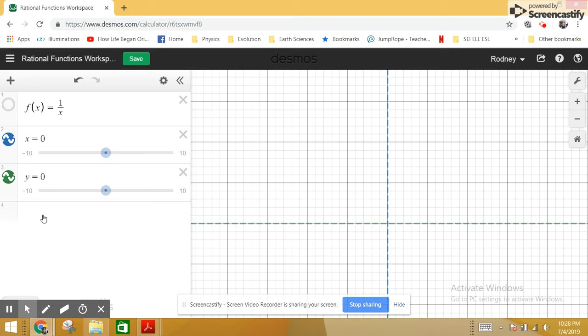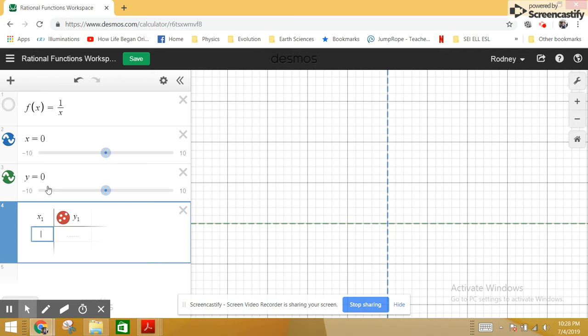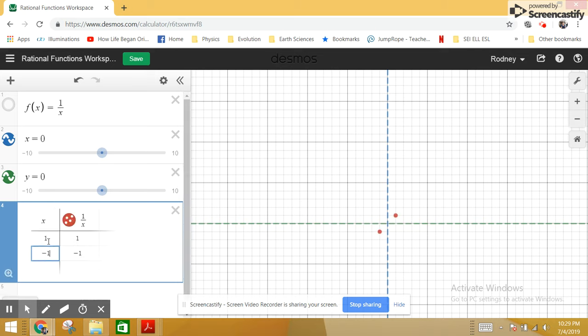Well, an easy way to do this in pretty much all cases is to set up a table of values. So we'll set up a table of values. We'll call that just x, and that's going to be 1 over x. And I'm going to start off with 1, and we'll also do -1. Okay, so 1 and -1.